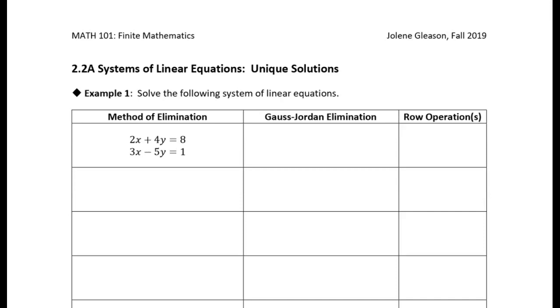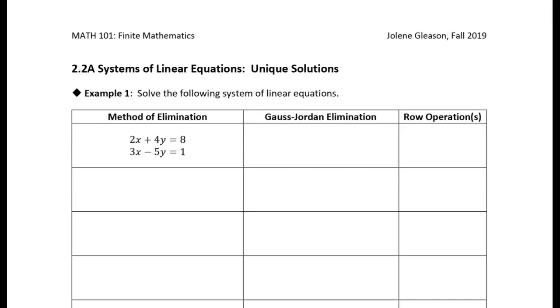All right, so when we find the intersection of two lines, we're solving a system of linear equations. We have more than one linear equation, and we're trying to find the x and y values that satisfy both of them. And the method that we're going to learn today is called Gauss-Jordan Elimination.